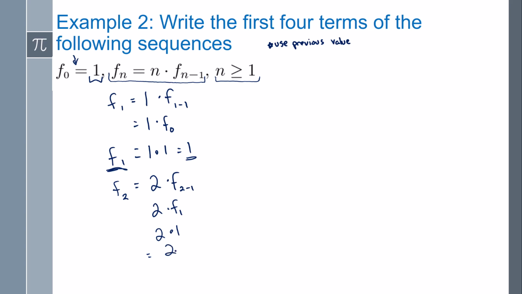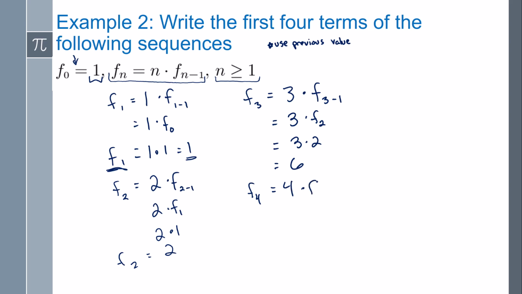F of 3. So my third term is going to be 3 times f of 3 minus 1. So that's going to be 3 times f of 2. Well, what was f of 2? Well, that was our previous term. It's right here. So that's going to be 3 times 2, which is 6. What's my fourth term? My fourth term is going to be 4 times f of 4 minus 1. So 4 times f of 3. What's f of 3? My previous term, so 4 times 6, which is 24. So I found my 4 terms.